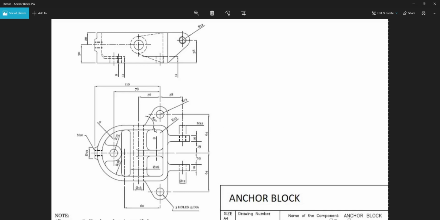We see that this is the third angle drawing. Here we are given the front view and top view. In this case, if we observe, we can see the major profile of the part is in the front view. Okay, so one by one, as we understand the features, we are going to make it in CATIA.